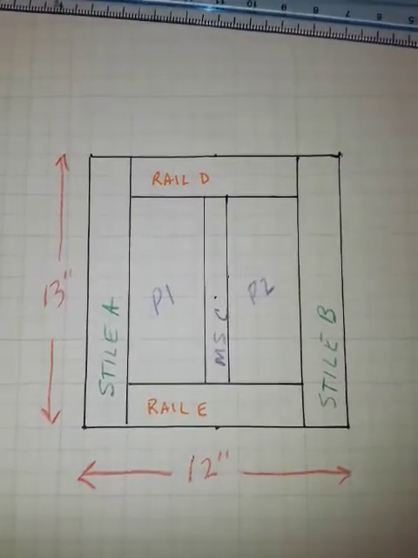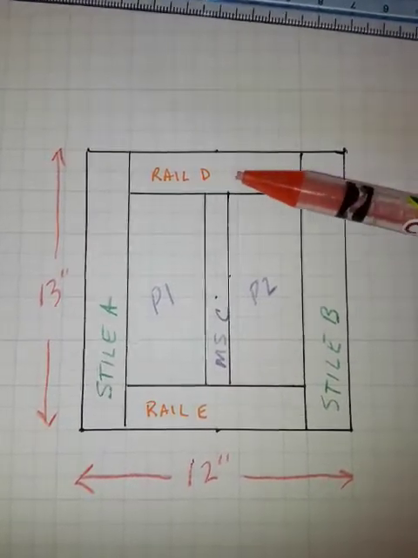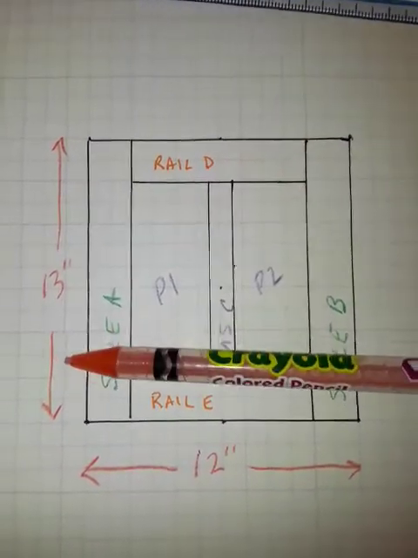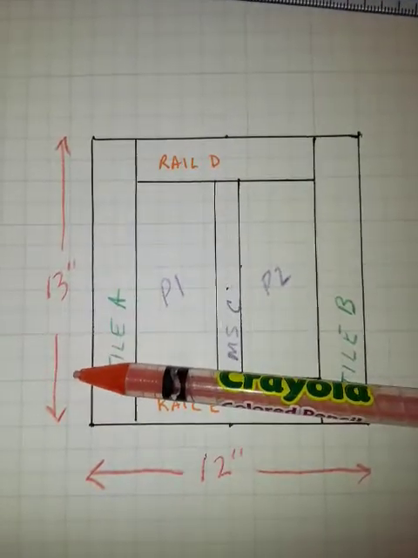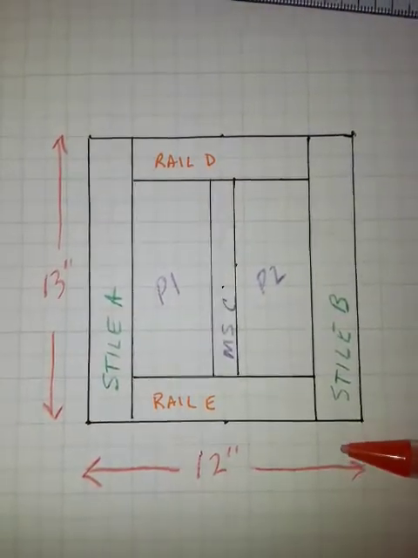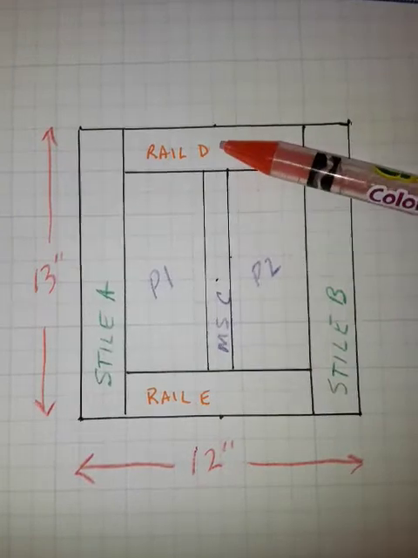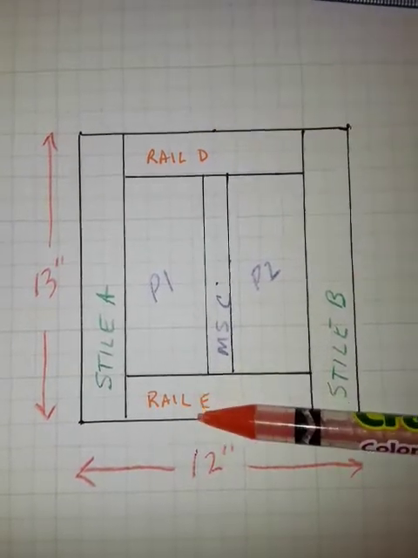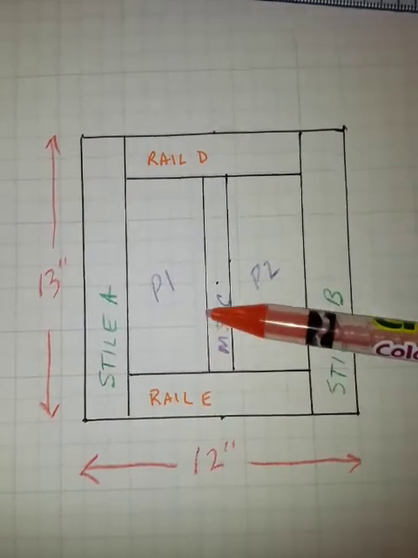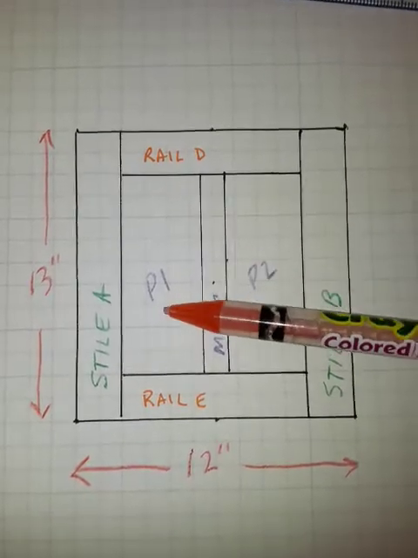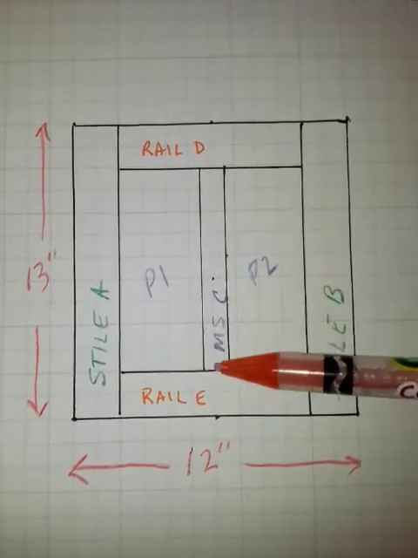Okay, I went ahead and finished the drawing here and my labeling. So key values here are going to be 13 and then 12. I added that label. Of course, then I added my rail D and rail E. And then, of course, we go internally. We got the panel P1 and panel P2, and then the mid stile.